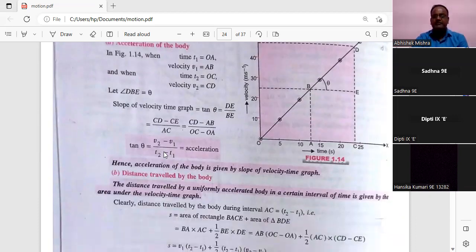Now, the distance traveled by a uniformly accelerated body in a certain interval of time is given under the velocity time graph, and how it is possible.